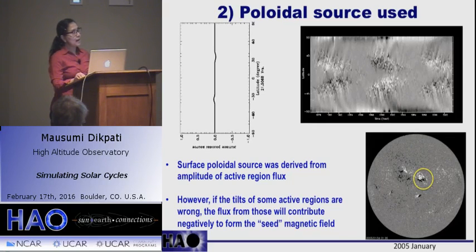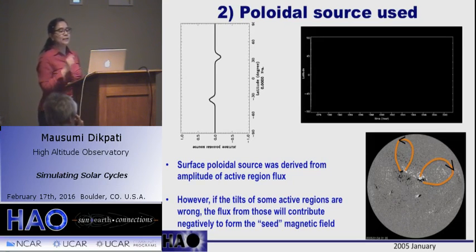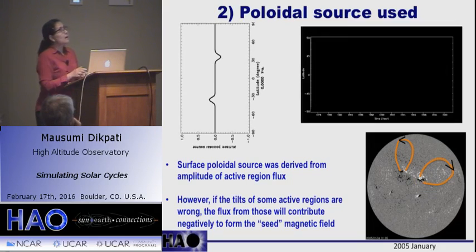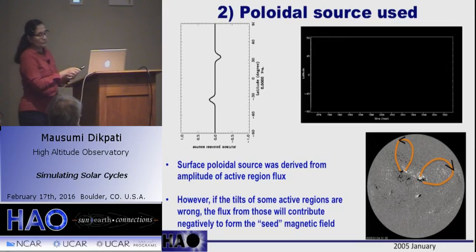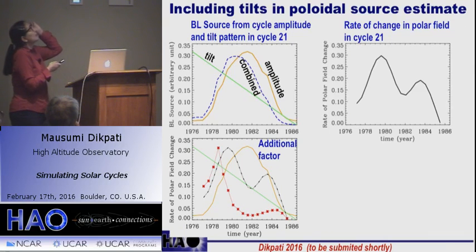So if you derive poloidal fields from these two spots, they will look like this. The correctly tilted spot will produce this poloidal field, but the wrongly tilted spot will produce this, and therefore that will contribute negatively and may reduce the seed of the magnetic field. So how to include the tilts in the poloidal source estimate?